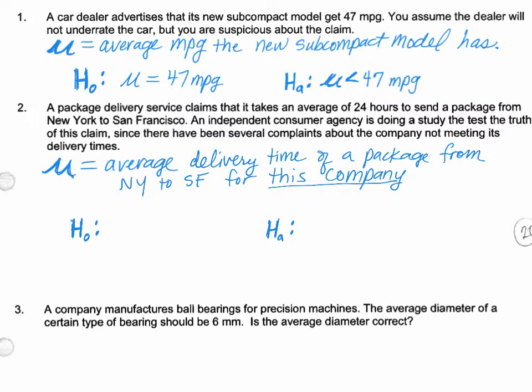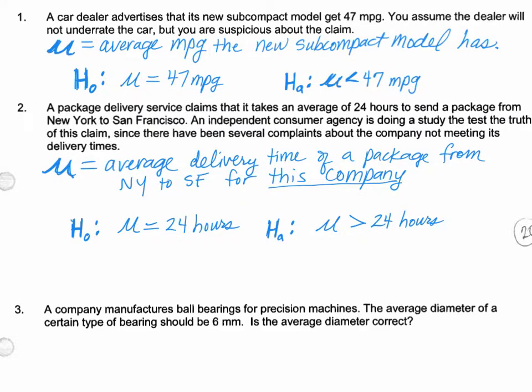Okay, so what did you put for your null hypothesis? Mu equals 24 hours. Okay, alternative? Greater than 24 hours. Very good. Okay, we do not need to do all of these examples.